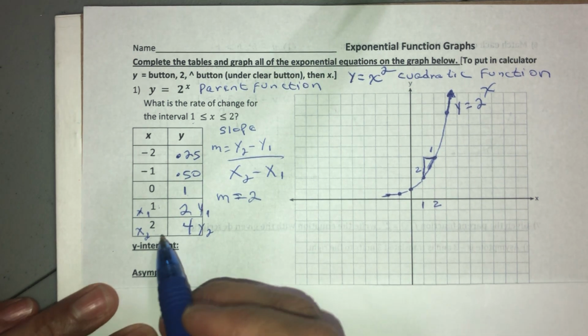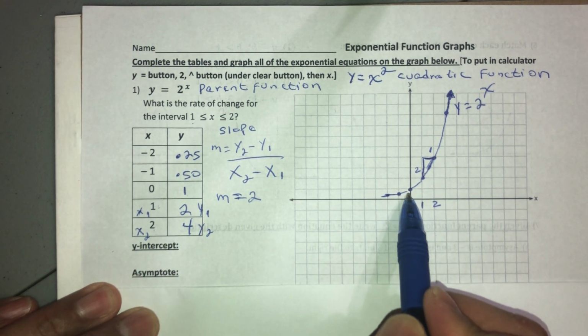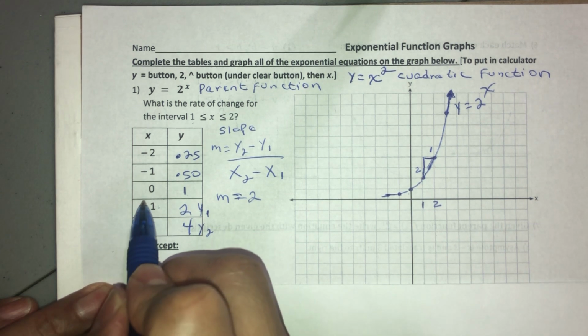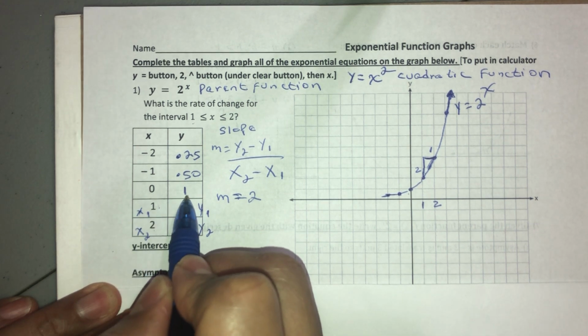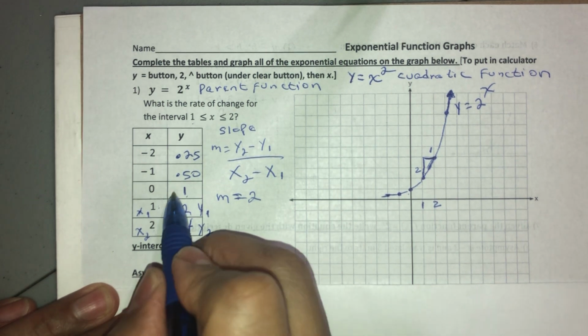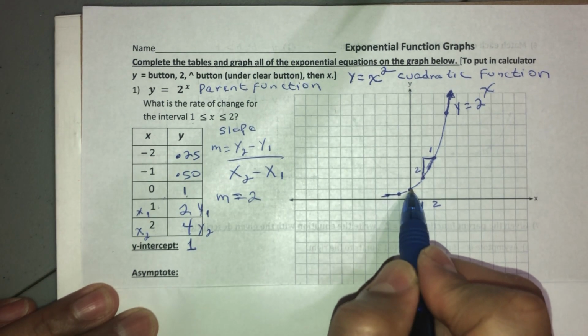Now, the y-intercept. The y-intercept, I can get it from the table, or I can get it from the graph. Remember, from the table, the y-intercept is always when x equals 0. So the y-intercept is 1. Now, be careful, because sometimes if they ask you for the y-intercept, your answer should be 1. You can get it from here, or you can get it from here. You can see that it goes when it's 1.